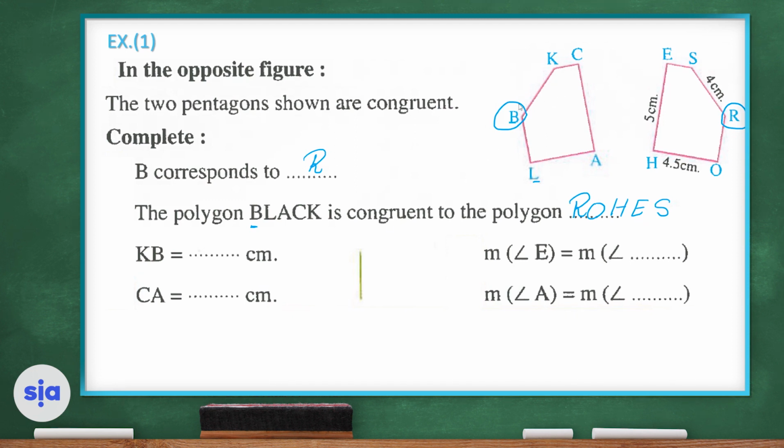KB is equal to how many centimeters? KB corresponds with SR. So if SR is 4 centimeters long, then KB is also 4 centimeters long. Measure of angle E is equal to measure of angle C. CA is equal to EH, which is 5 centimeters. The measure of angle A is equal to the measure of angle H.